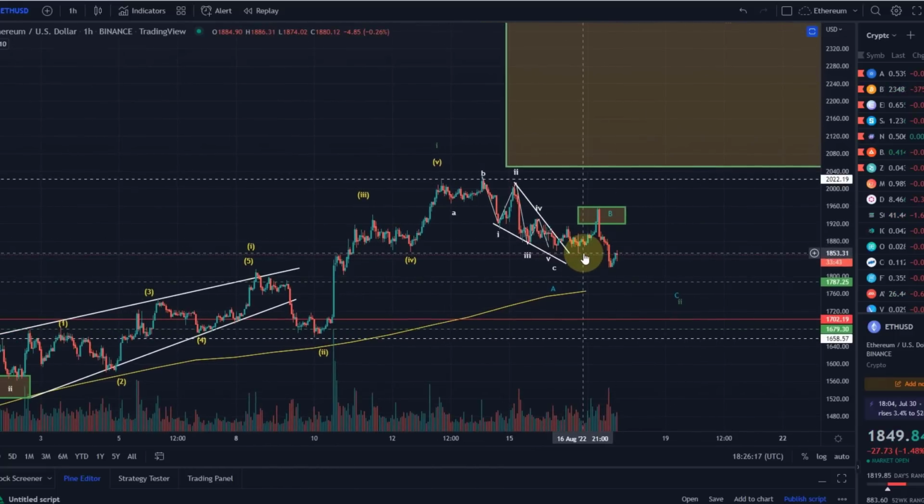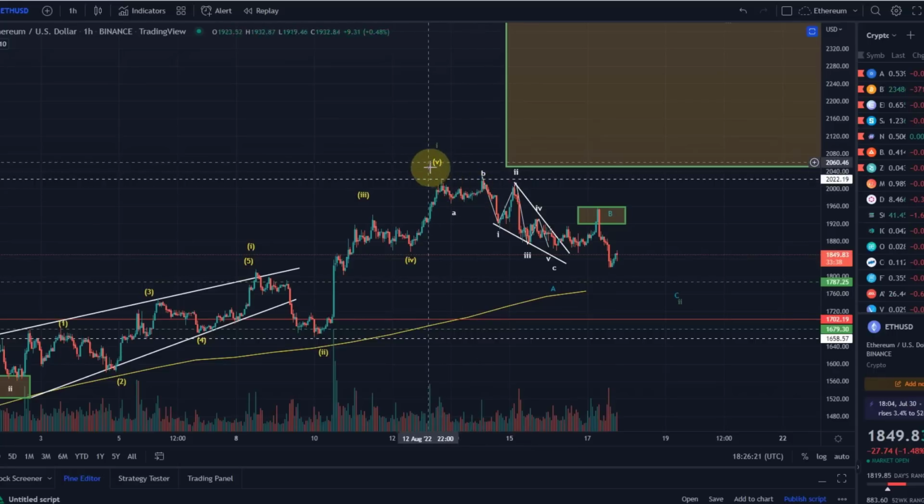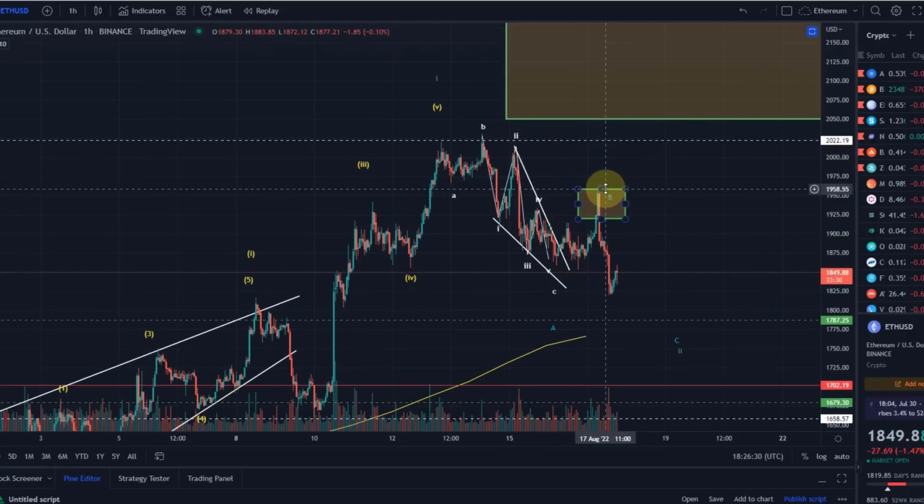A few things here to mention now. So this worked out so far. We moved down in a wave A. We then moved up in a wave B, came exactly into my target area, maxed that out as well. We retraced all the way to the top of that wave B retracement area. And then we came down very, very strongly.